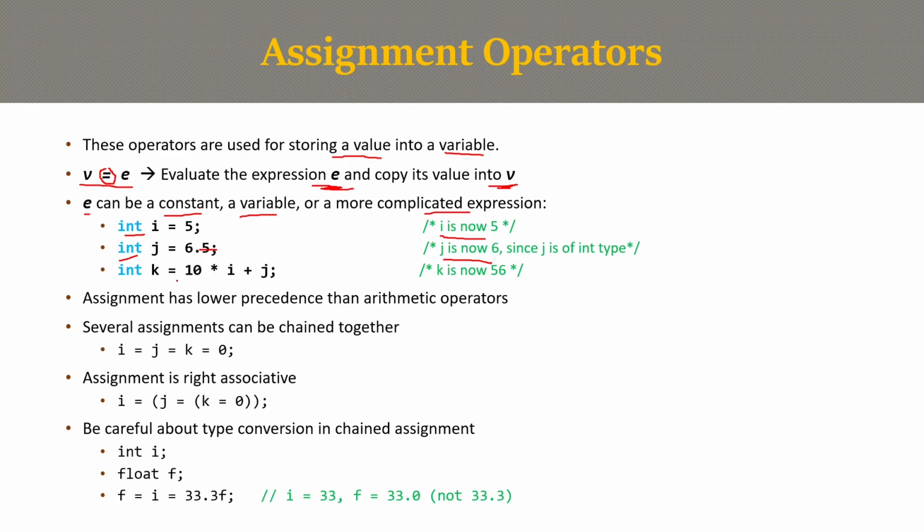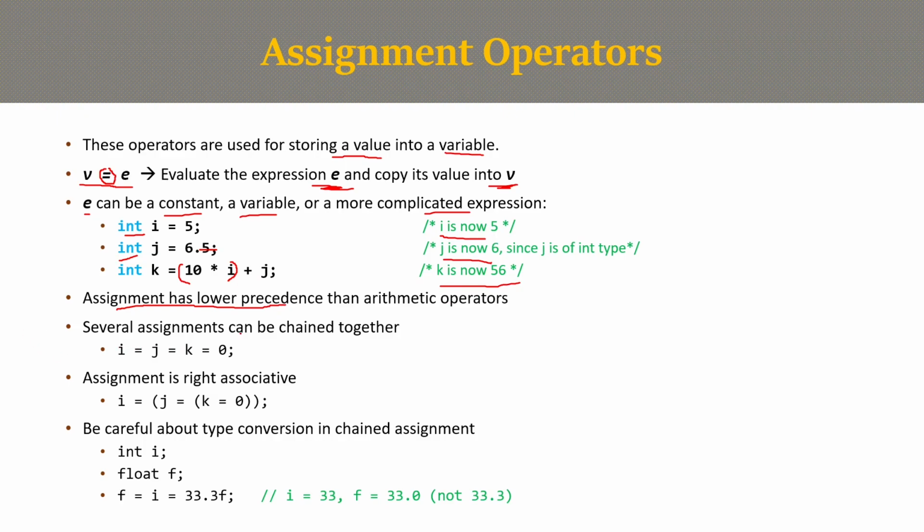And now for k, we have 10 into i plus j. We know i is 5 and j is 6. Now here you can see that assignment has lower precedence than arithmetic operators. So these operators will be performed first. So this 10 into i will be performed first. So what is 10 into i? i is 5, so 10 into 5 is 50 and j is 6. So 50 plus 6 is 56. And after this is done, this 56 will be assigned to k. That is why k is 56.